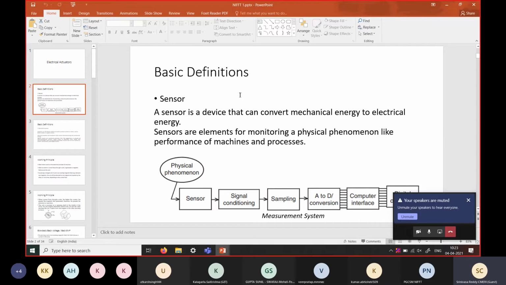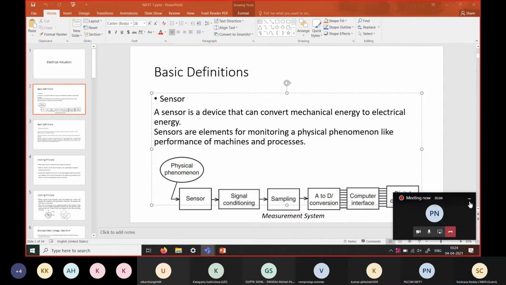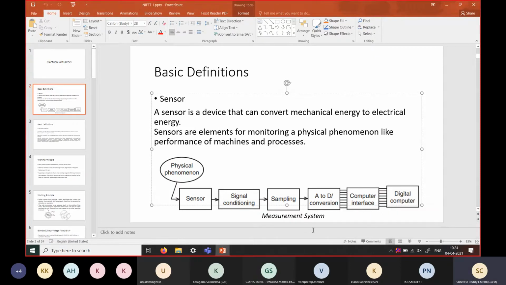We use sensors to detect some physical phenomena. So wherever we want to sense some physical quantity, that energy we will read and convert to an electrical signal, which can be fed to a computer for meaningful result. So here we can see the measurement system. This is the basic scheme of the measurement system we generally encounter in any industrial application or robotic applications.